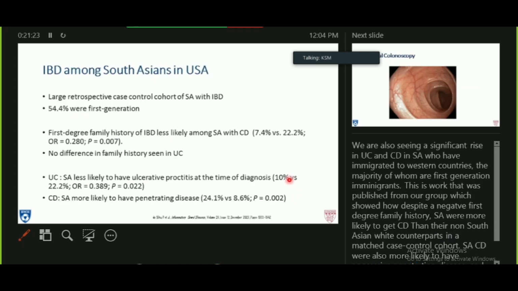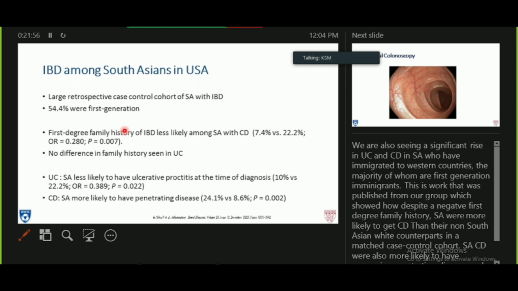This is a study that my group did in the States, and IBD is not just increasing in South Asians in Asia, but also when they emigrate abroad, particularly to Western countries. This has been shown in the UK, and we did a study looking at IBD among South Asians in the US, and this was a large retrospective case-control cohort of South Asians with IBD. The majority of these patients who had ulcerative colitis and Crohn's disease were actually first generation.